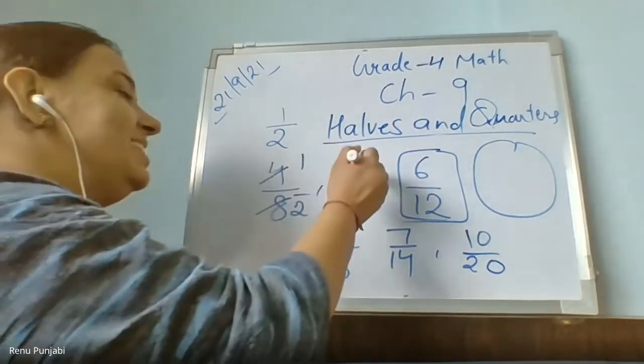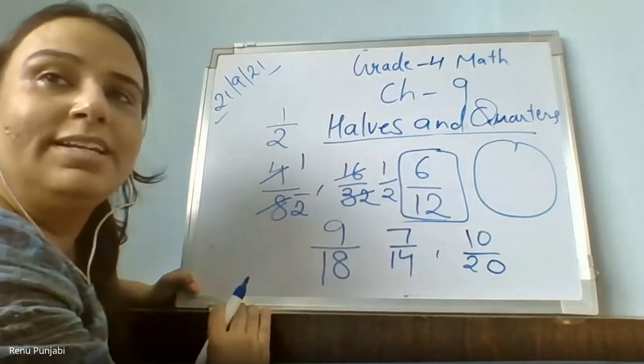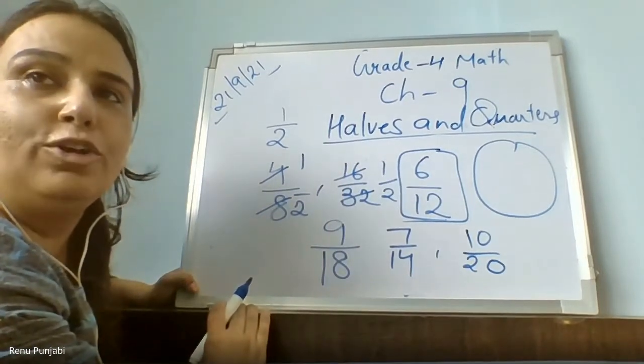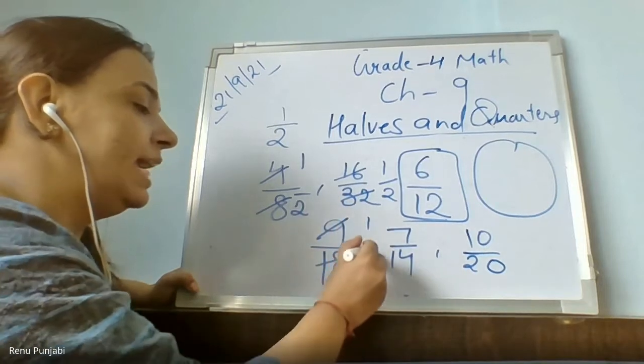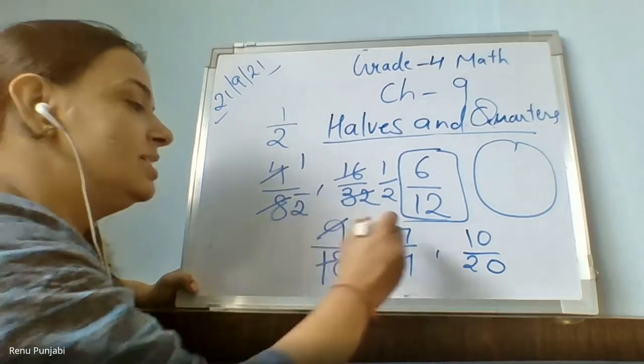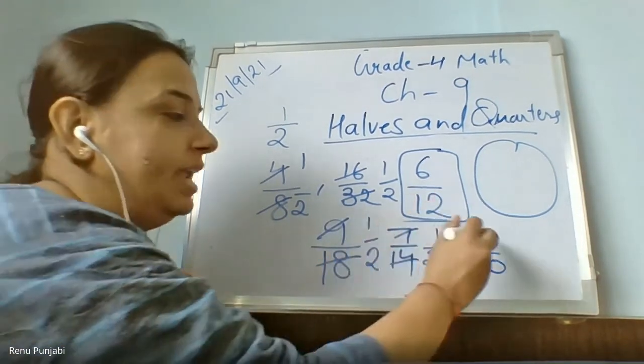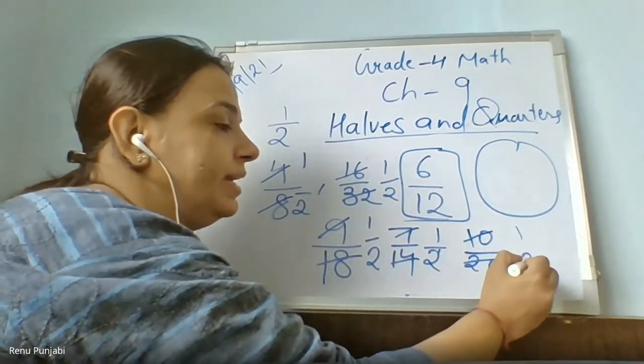Yes, 16 ones are 16, 16 twos are 32. When it is simplifying, it is showing 1 upon 2. Yes, ma'am. 9 ones are 9, 9 twos are 18. You can see it is simplifying and 1 upon 2. 7 ones are 7, 7 twos are 14, 1 upon 2. 10 ones are 10, 10 twos are 20, 1 upon 2.